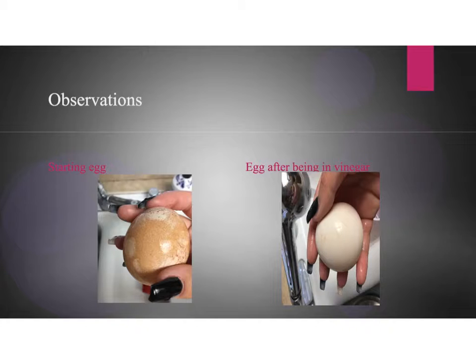On the left is the egg right after the start, which had a brown shell. When I put it in the vinegar, on the right, we see that the shell deteriorated and completely came off, leaving just the white part of the egg. When I looked it up, I found there were two reasons behind the shell dissolving.